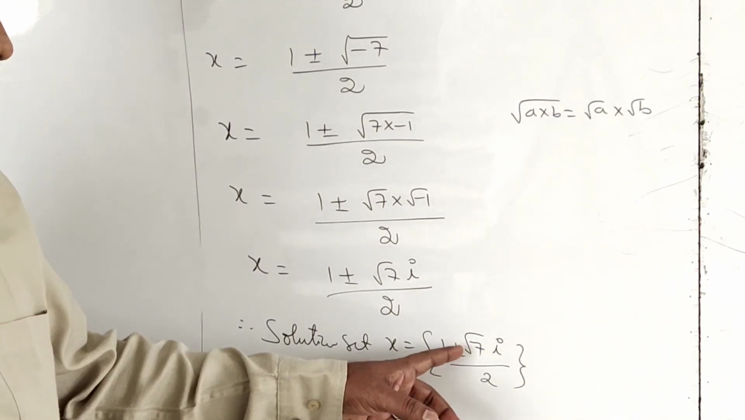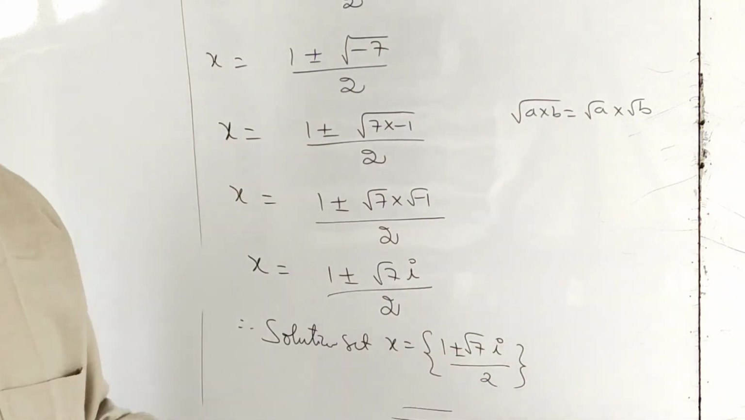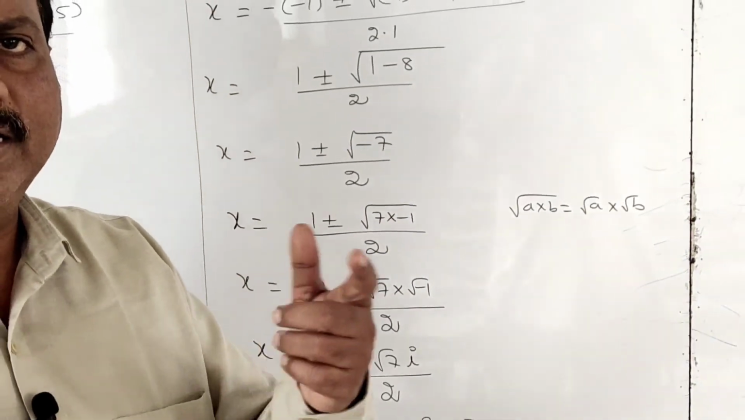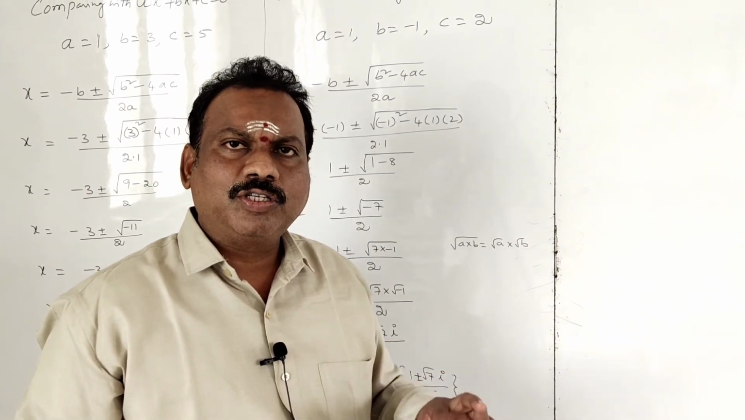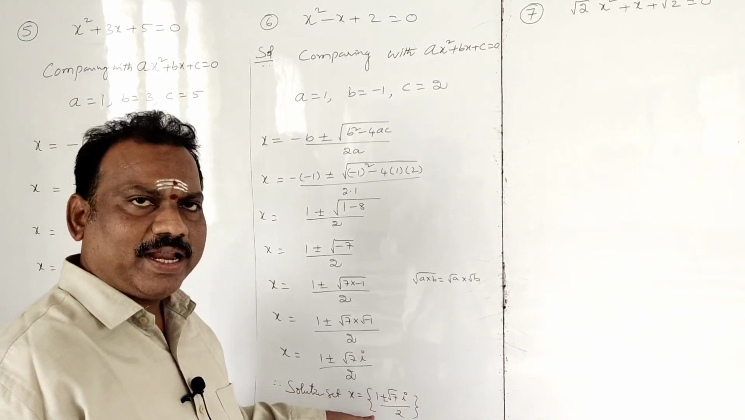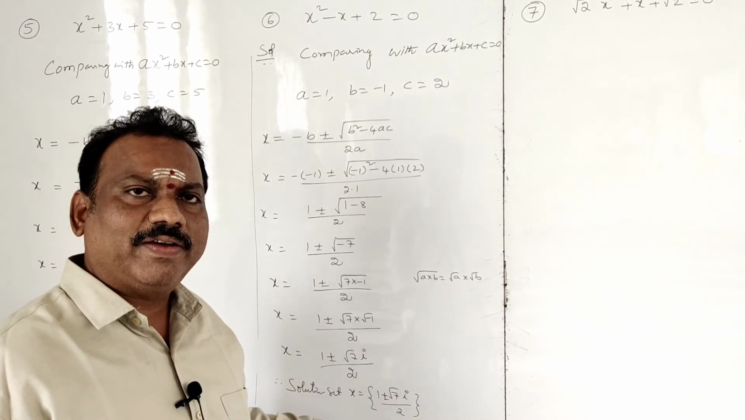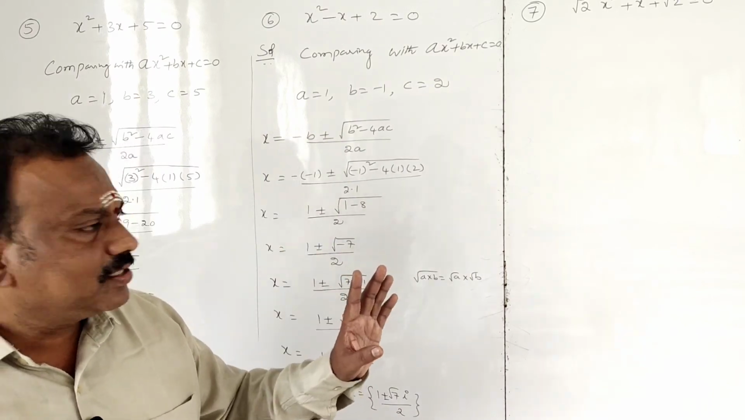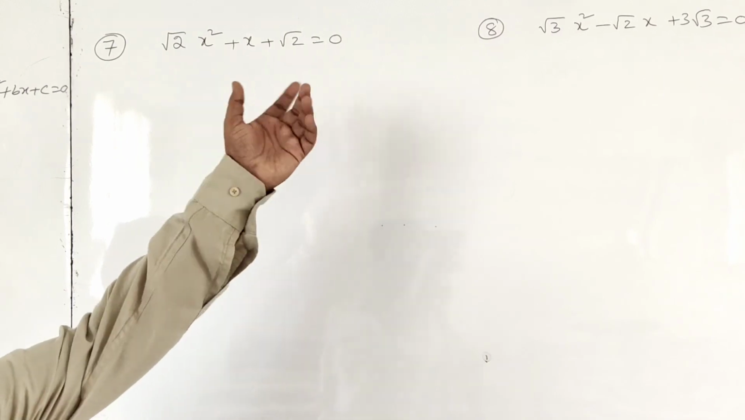We have here plus or minus, so you will get two roots. The two roots are conjugates. I told you, if b square minus 4ac is less than 0, you get complex roots, and those are conjugate to each other. Conjugate means the i place is minus i. So 1 plus root 7 i upon 2, and 1 minus root 7 i upon 2. Clear students? Right. Now the next problem, the seventh one students.